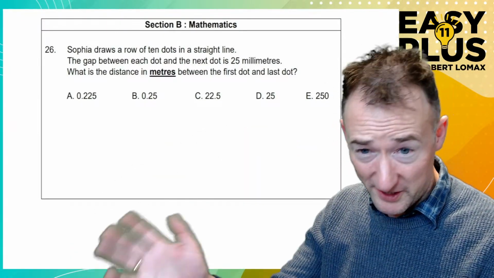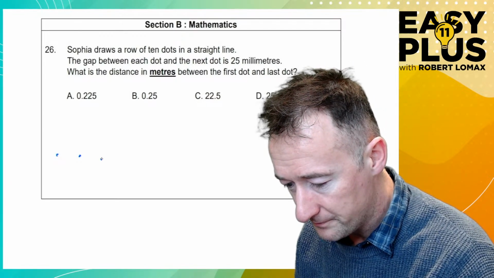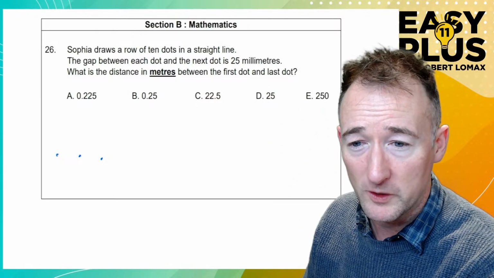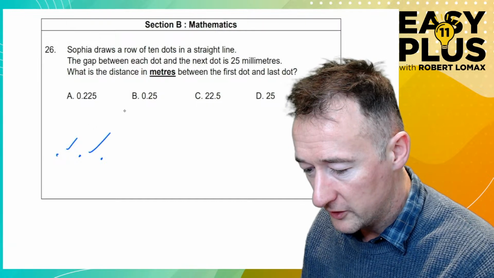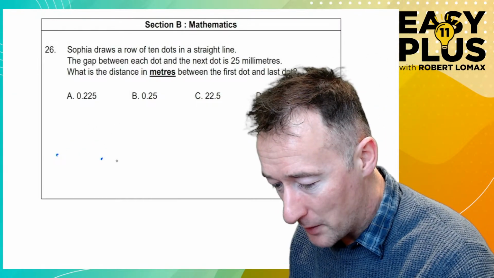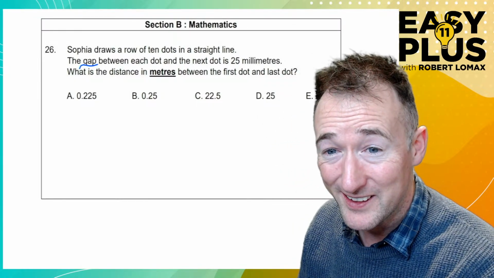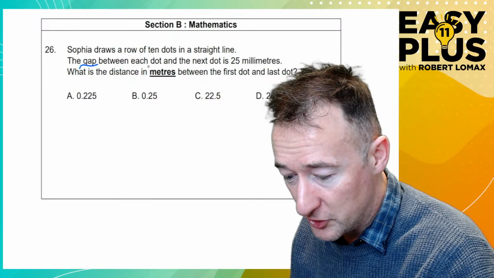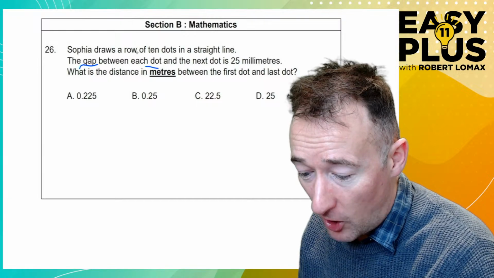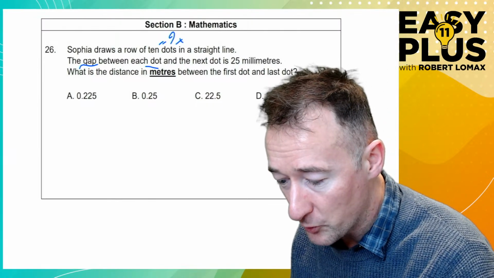Let's look at it not with 10 dots. Let's look at it with fewer. Imagine I've got 3 dots. How many gaps are there between those dots? 1, 2. The number of gaps is 1 less than the number of dots. So if there are 10 dots, that equals 9 gaps. So 9 times what I'm working with.